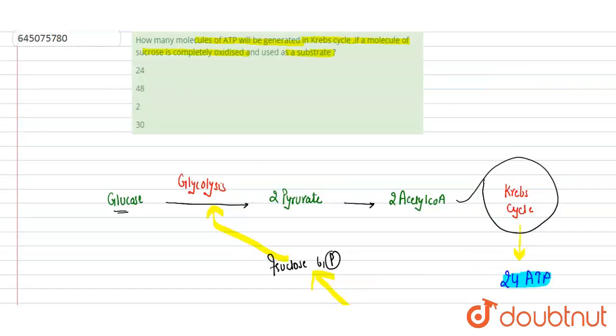So here we see option 24 is incorrect, 48 is correct, 2 is incorrect, and 30 is incorrect. Option B is correct. Hope you get it.